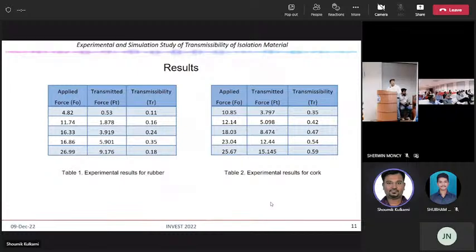You can see the experimental results for rubber. The force applied, in the first column, Fo, is 4.82, and the transmitted force was very low, 0.53. So the transmissibility comes out to 0.11. Changing the radius, mass and speed, we get different sets of forces for rubber and for cork. The transmissibility values for rubber average around 0.2, and for cork around 0.4.